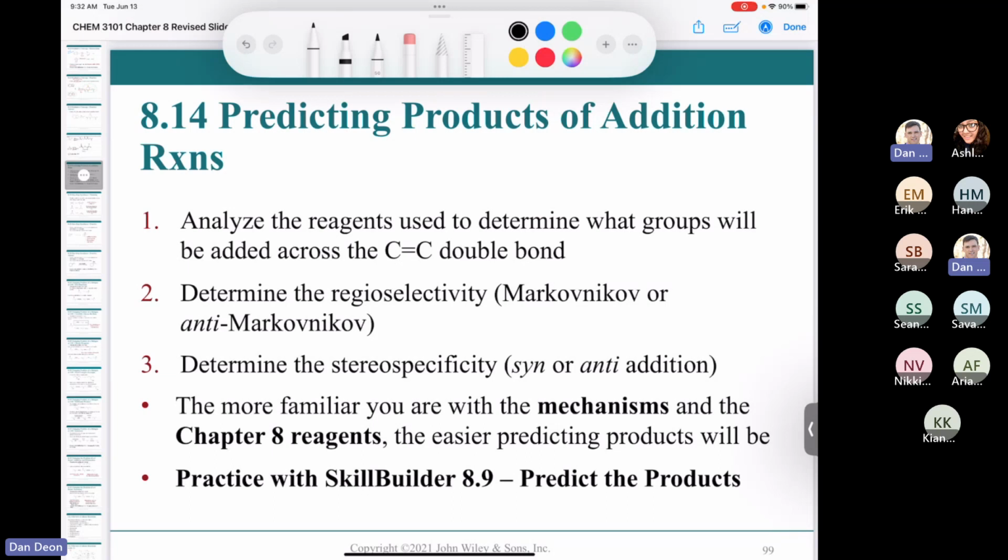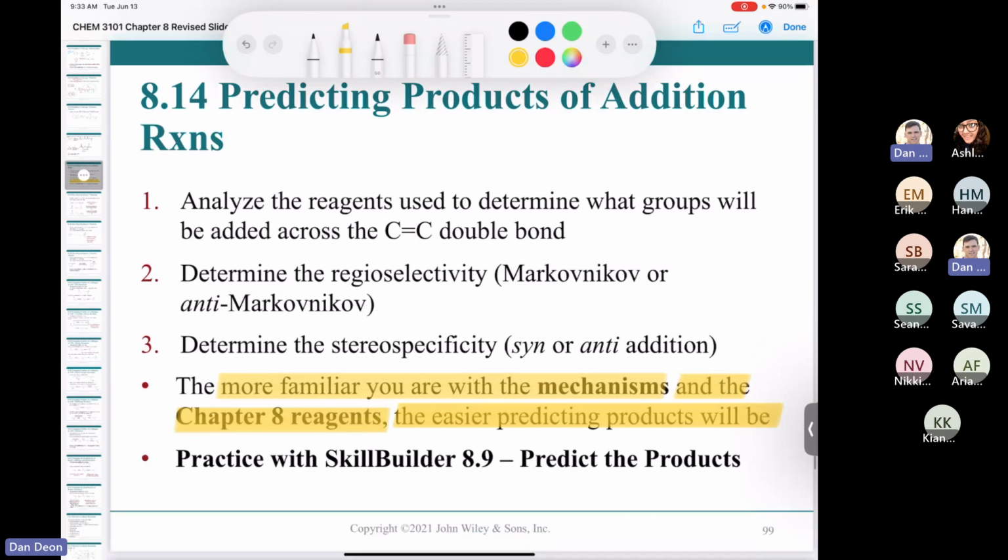So you need to know the reagents, what groups are going to add. You need to know if it's Markovnikov or anti-Markovnikov addition. You need to know if it's syn or anti addition. And this is one of my major points right here, okay? Is that the more familiar you are with mechanisms and the reagents, the easier predicting products will be. Okay, so you've really got to familiarize yourself with everything in this chapter. And remember, what effort you put into this chapter will not go to waste. Okay, remember, everything that we learn in this chapter is going to show up in chapter 9, chapter 10, chapter 11. It's going to show up on organic too. So all of these reactions are crucial.